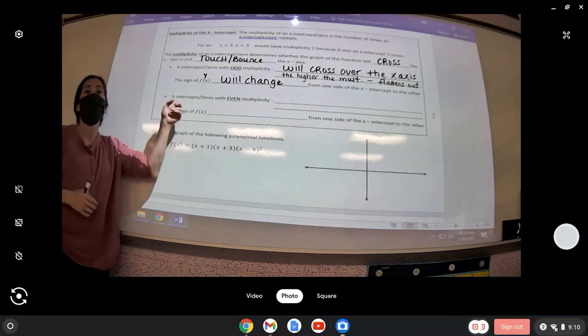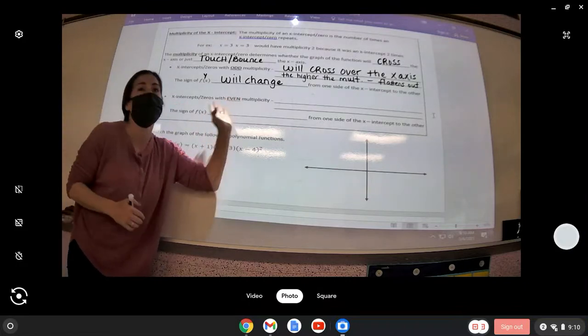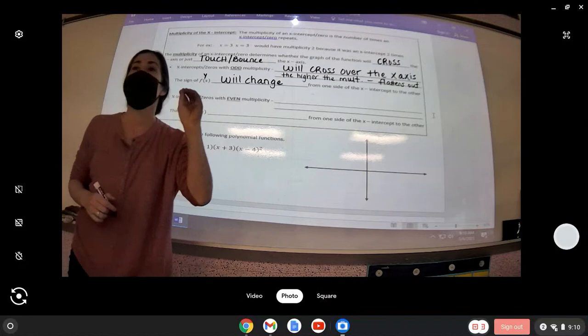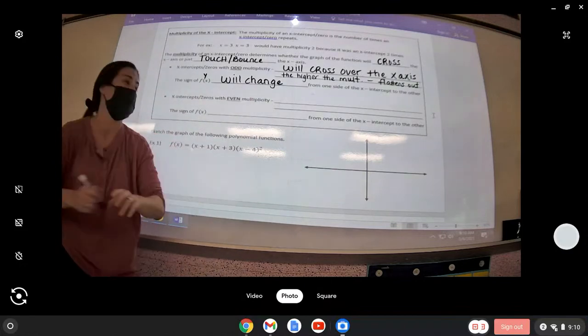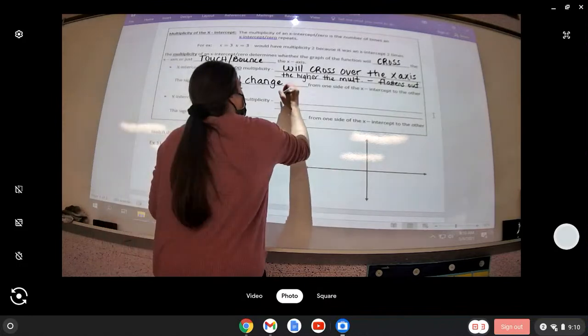All right, well then what about the x-intercepts that have even multiplicities? These are the x-intercepts where the graph will not cross over the x-axis anymore.